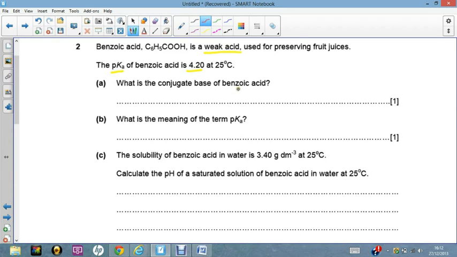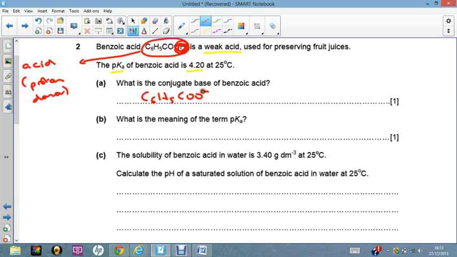Starting off with this simple question, conjugate base of benzoic acid. So what that's saying is that this is the acid. You should all know that an acid is a proton donor. So its conjugate base will be when it's lost its proton. All carboxylic acids lose that one there. So we're going to be left with C6H5COO minus.